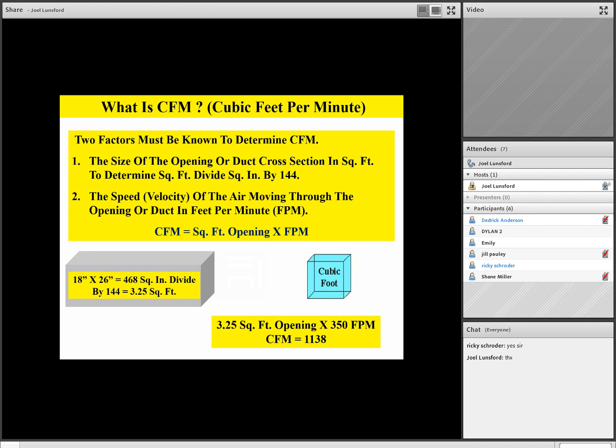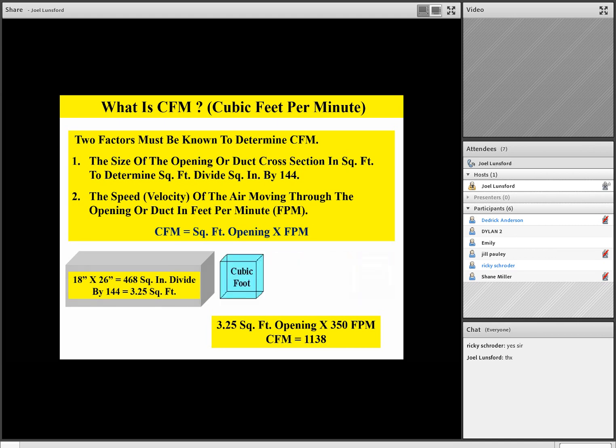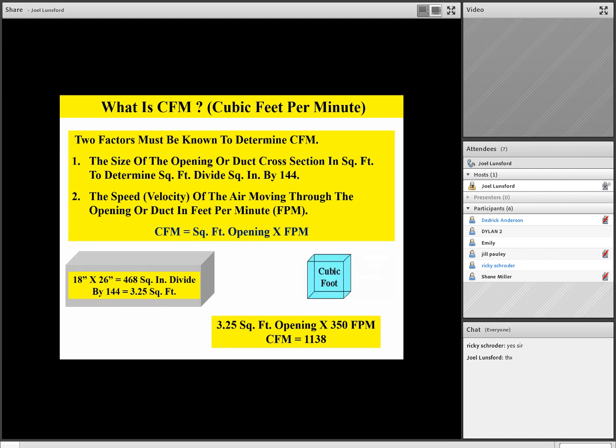So we're going to be talking about basic concepts today with airflow and duct design, but please note this, that everything we talk about today is right out of Manual D. So all of our criteria that we talk about as far as velocity and measurements and so on is right out of Manual D. Any questions or comments before we continue?